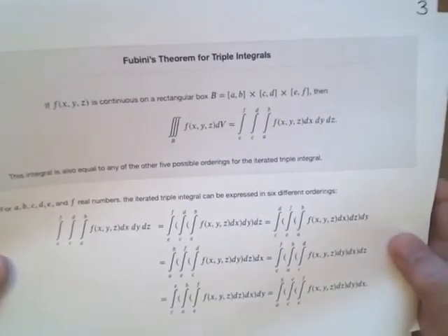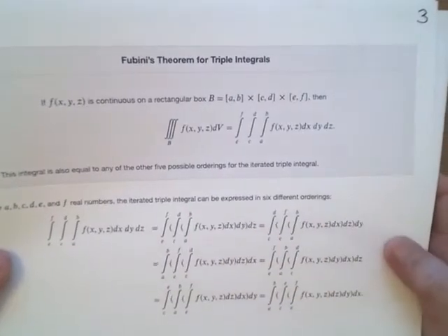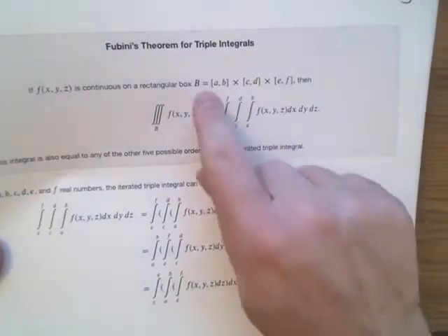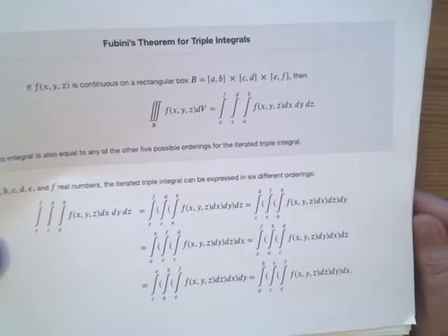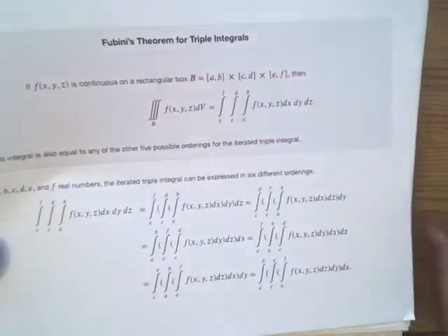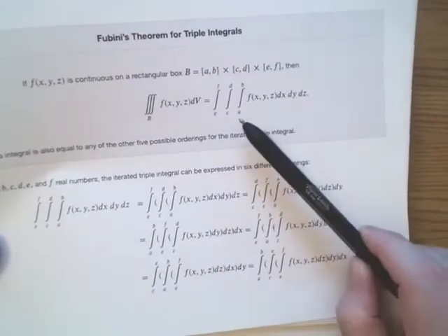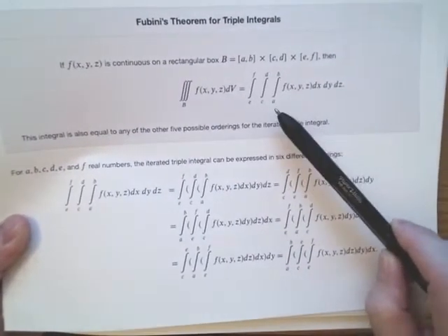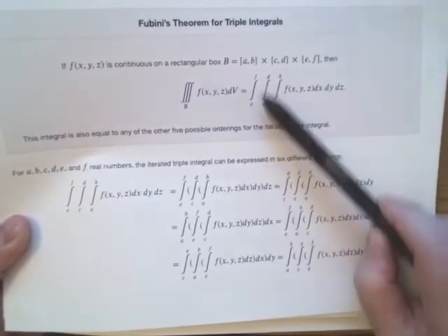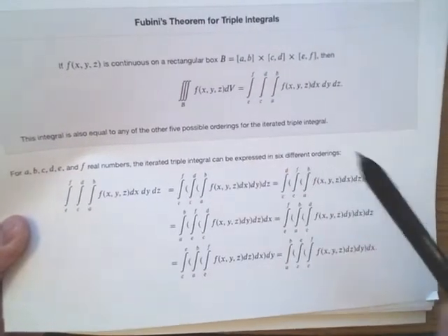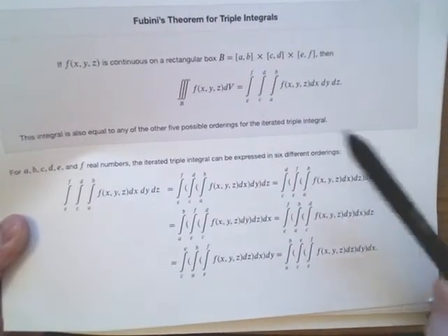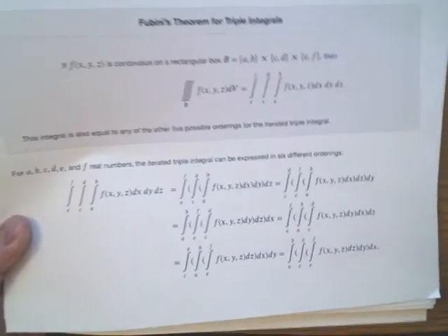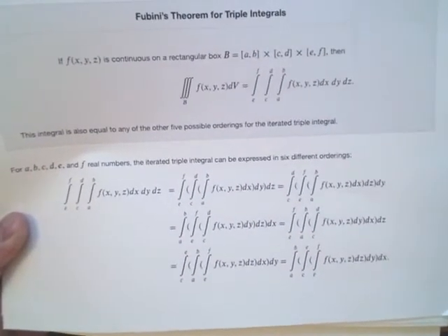This is saying if the function is continuous in the rectangular box, then we can compute the triple integral by computing iterated integrals. You could integrate in the x direction first, or the y direction first, or the z direction first. Notice over a rectangular box, the limits of integration would just be constants, wouldn't they? Like I said, this is the simplest case here.